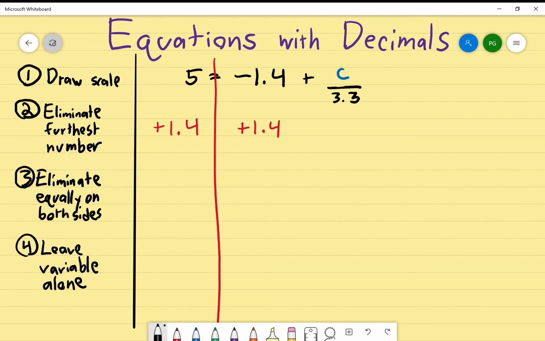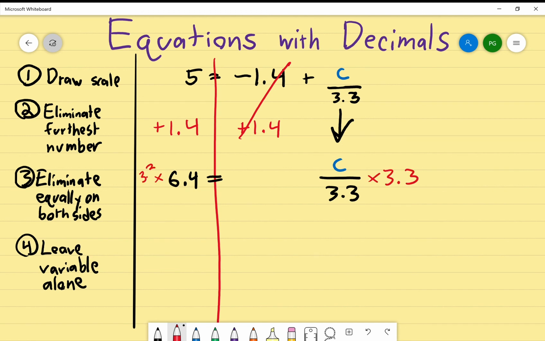Okay, 5 plus 1.4 is going to be 6.4. I bring down the equal sign. Negative 1.4 plus 1.4, these cancel out. I don't need to write anything. And I can bring down c divided by 3.3. My variable is still not alone, so I have one more step to do. I need to get rid of dividing by 3.3. The opposite of divide is multiply, so times 3.3, times 3.3. These two numbers will cancel out. Only my c is left down there.